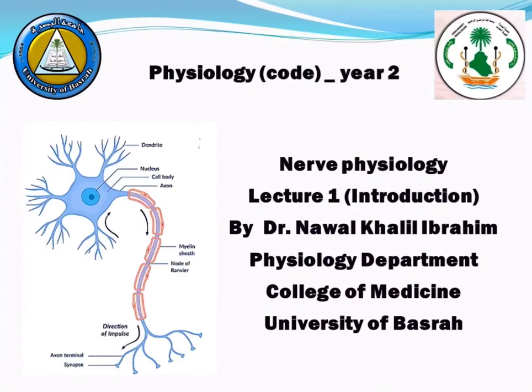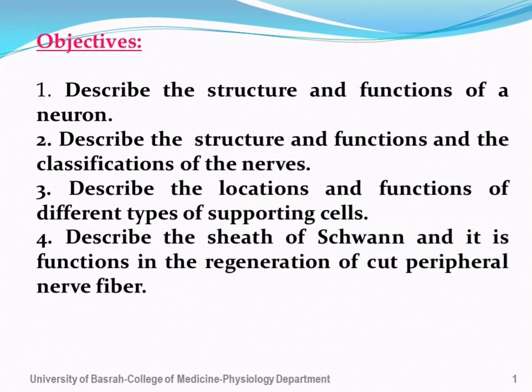Our lecture today is about nerve physiology introduction. Objectives. First of all, we are going to describe the structure and functions of the neuron, describe the structure and functions and classifications of the nerves, describe the locations and functions of the different types of supporting cells, describe the sheath of Schwann and its functions in the regeneration of the cut peripheral nerve fiber.